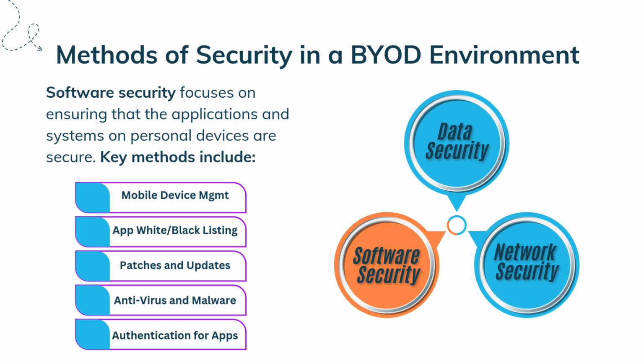We can also use whitelisting and blacklisting, where only approved applications are allowed on devices, and applications that are deemed risky can be blocked or restricted. We can accomplish software security through regular security patches and updates. We can also use antivirus and anti-malware software, and here again, we want to make sure that those are updated regularly. And finally, software security relies heavily on secure authentication when using applications. We want to make sure that we are requiring multi-factor authentication and strong passwords.